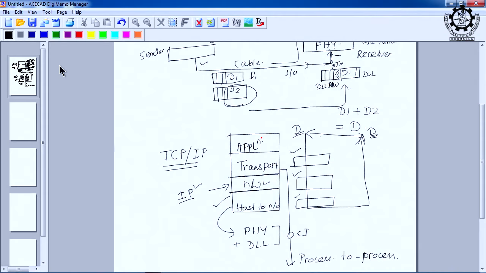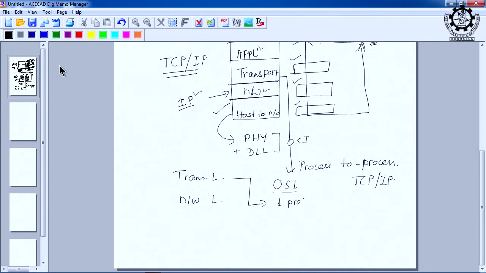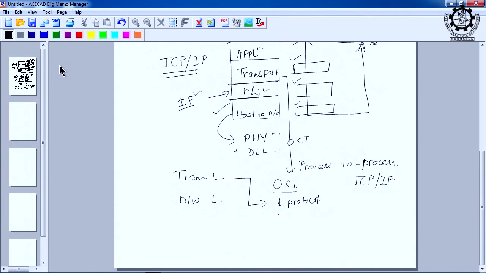Now, there exists some technical difference between the TCP/IP reference model and the OSI reference model in terms of 2 layers. One is the transport layer and another is the network layer. In the OSI reference model, if this is the OSI reference model and this is the TCP/IP, what the OSI model does for the transport layer is use only one protocol, and the kind of service supported by this protocol is a connection oriented service. The service is connection oriented.